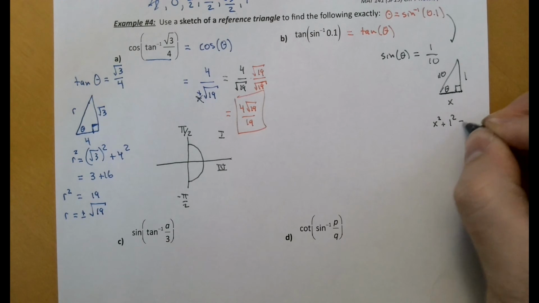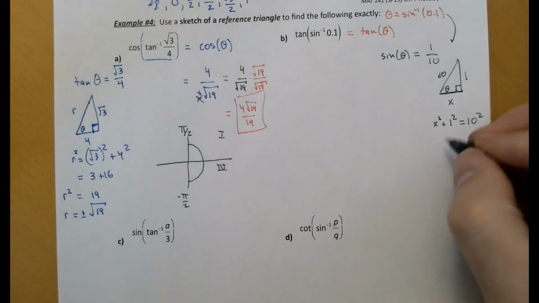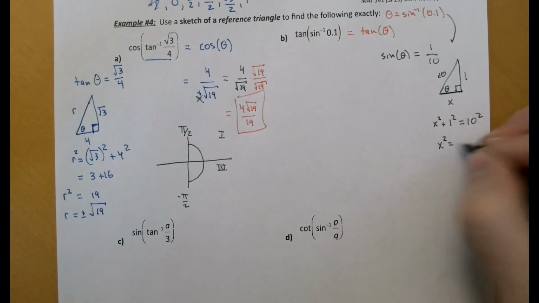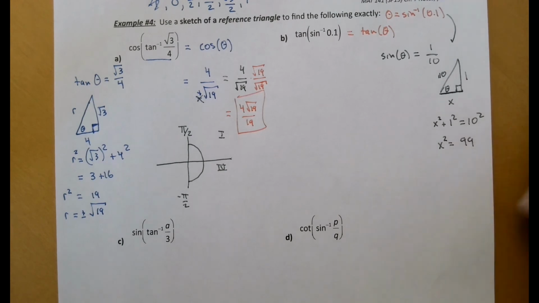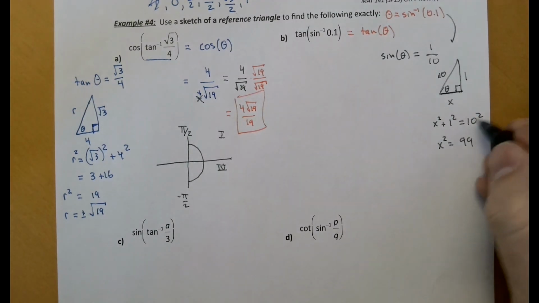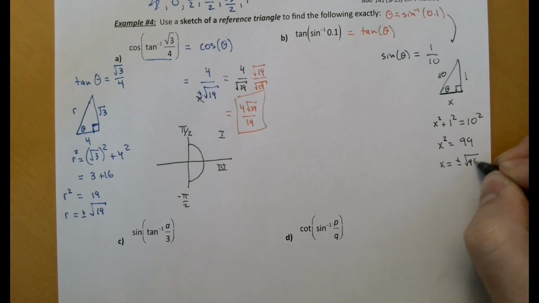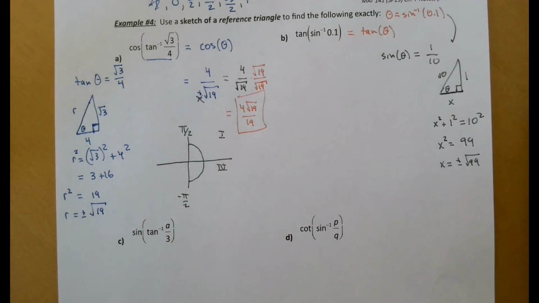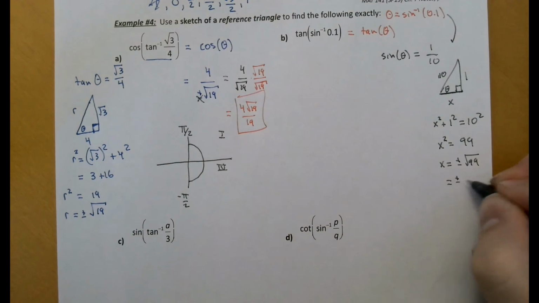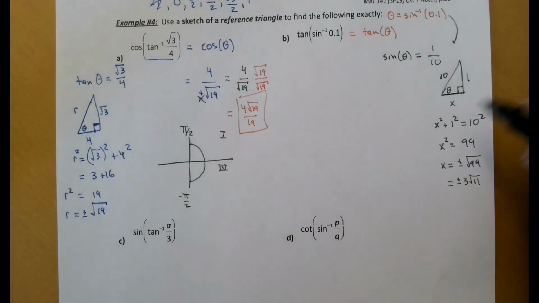squared plus 1 squared equals 10 squared. So x squared equals 99, because I subtracted 1 from both sides. And then x equals plus or minus the square root of 99. Note this is 9 times 11, so this is really plus or minus 3 square roots of 11. That's what this is.